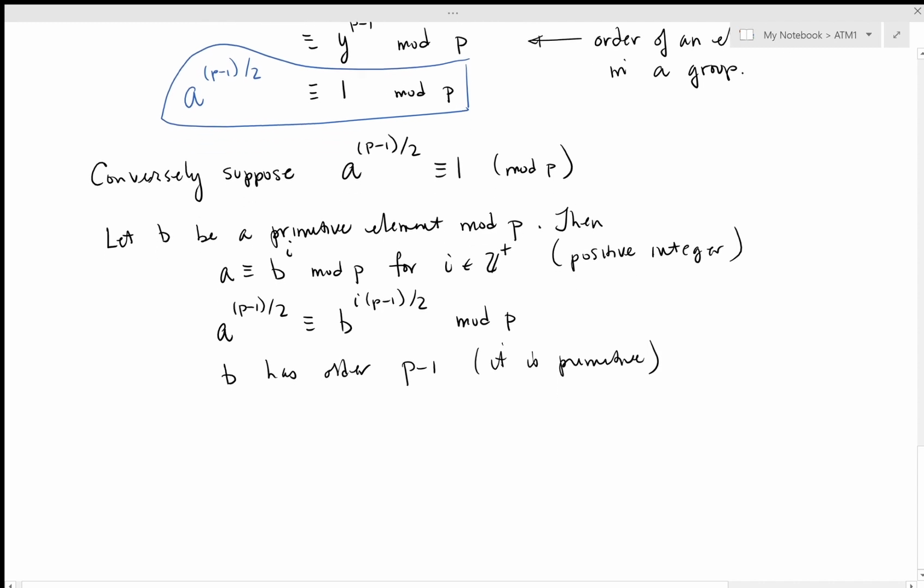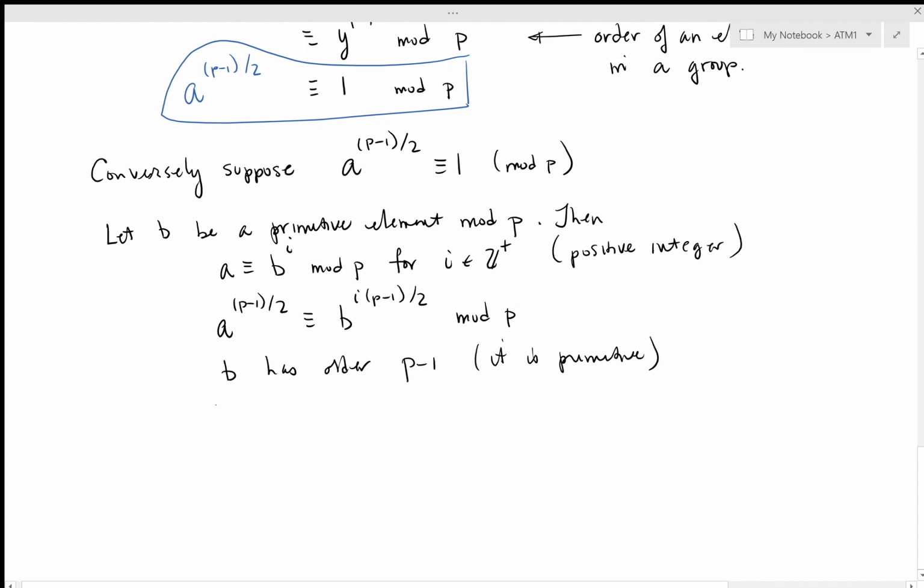Okay, and thus we have the fact that p minus 1 divides i times (p minus 1) over 2. Let's think about what that means.